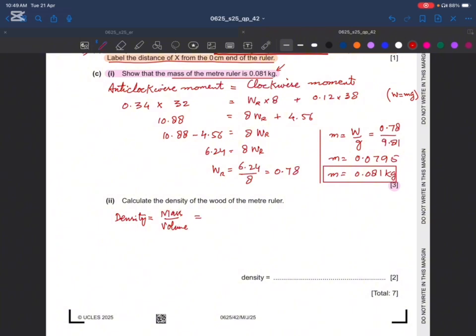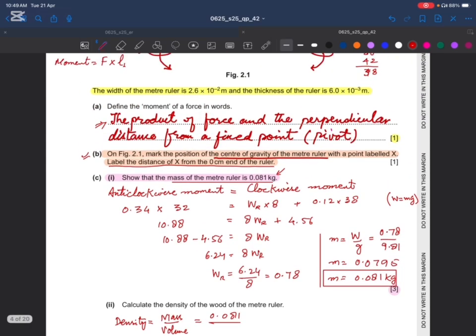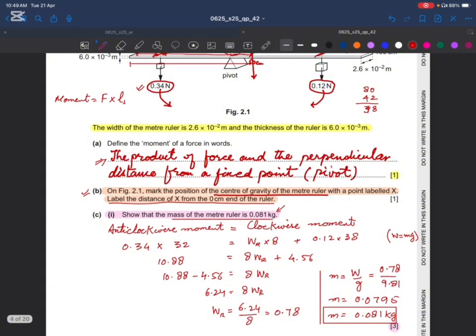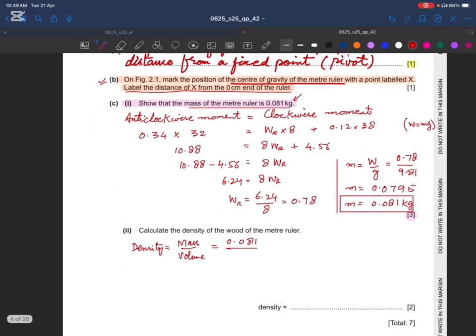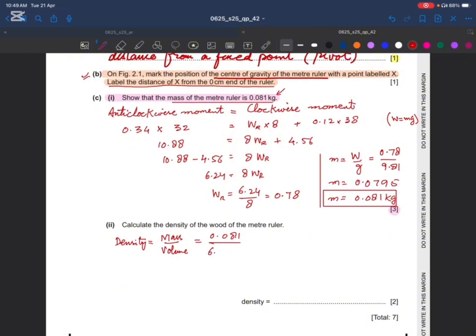So mass you have already calculated, 0.081 or 0.0795, and so on. And as far as the volume is concerned, you will use this information: the width of the ruler is this much and the thickness is this much. When you multiply these two numbers, you will get the volume. What is the number? 6.0 times 10 raised to power minus 3 and 2.6 times 10 raised to power minus 2.